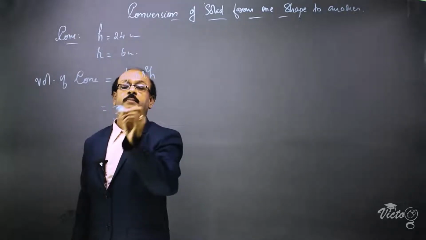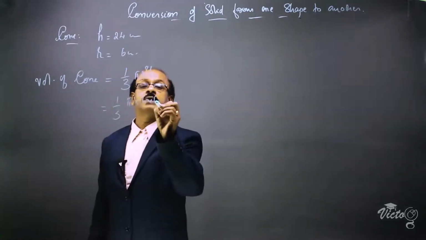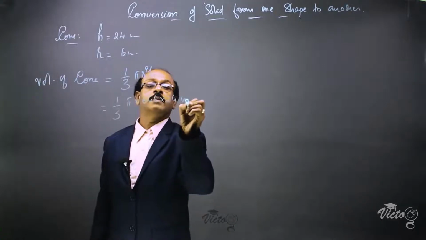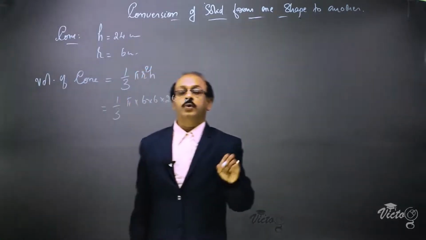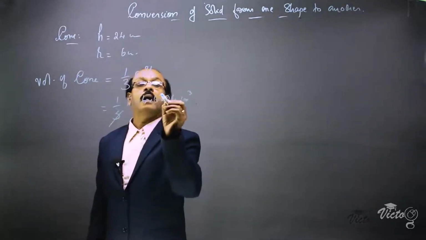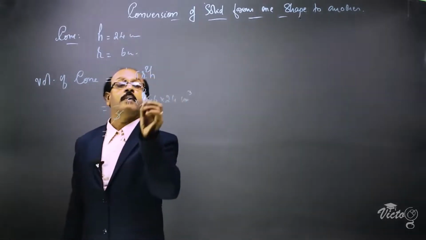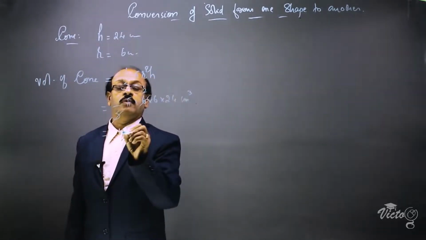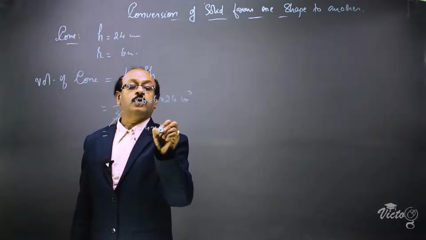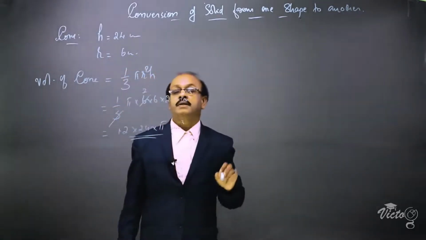This is equal to 1 by 3 pi into r square, it is 6 into 6 into 24 centimeter cube. Here also no need of giving the value for pi. 3 and 6 get cancelled. It is 2. So we are getting the volume as 2 into 6, 12 into 24 into pi centimeter cube. Write the volume as it is.